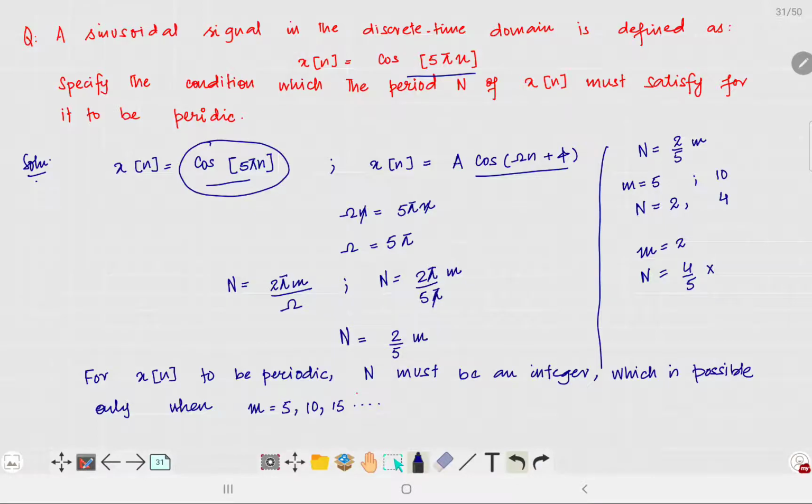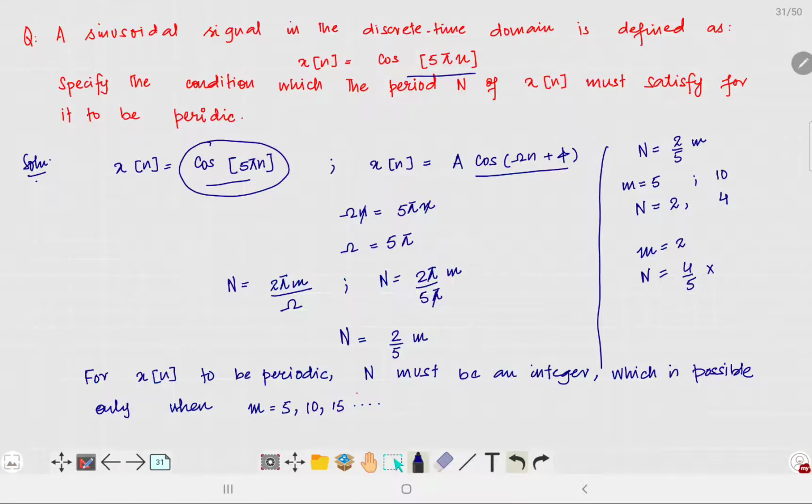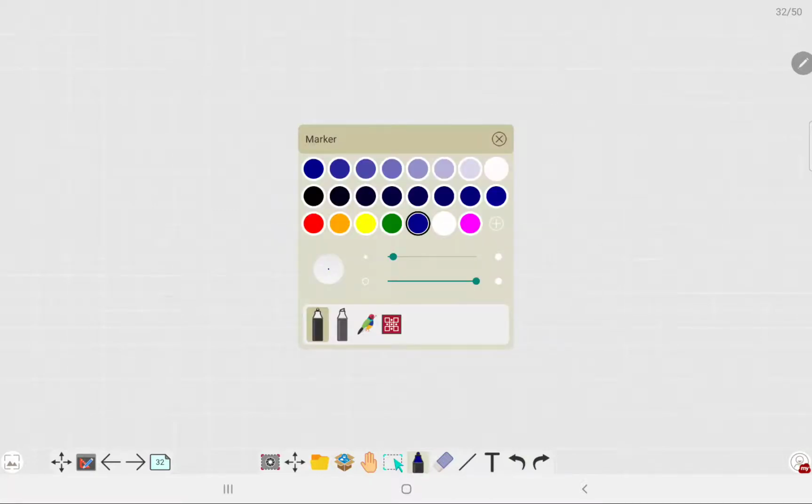So this was just a quick example in between, just to clarify this particular point, that when it is a continuous time domain sinusoidal signal, it is implied it is periodic. It will definitely be periodic, and you can find out the time period using this relationship. But if it's a discrete time sinusoidal signal, it's not implied that it will always be periodic. You have to do a bit of analysis and come up with the conditions under which this signal is going to be periodic. Fine. Okay, this was about sinusoidal signals.